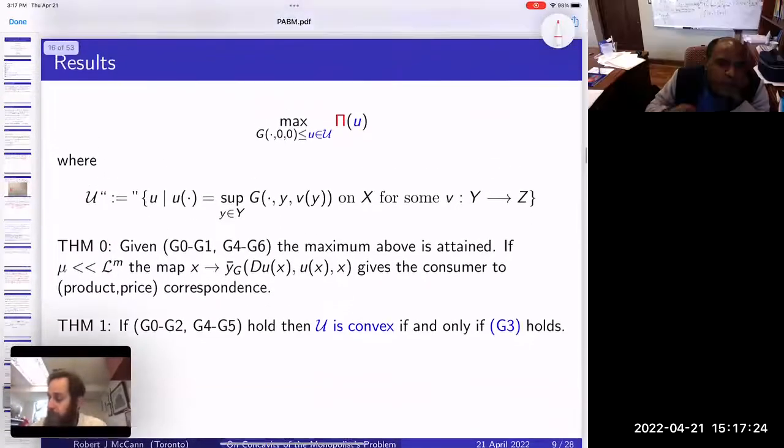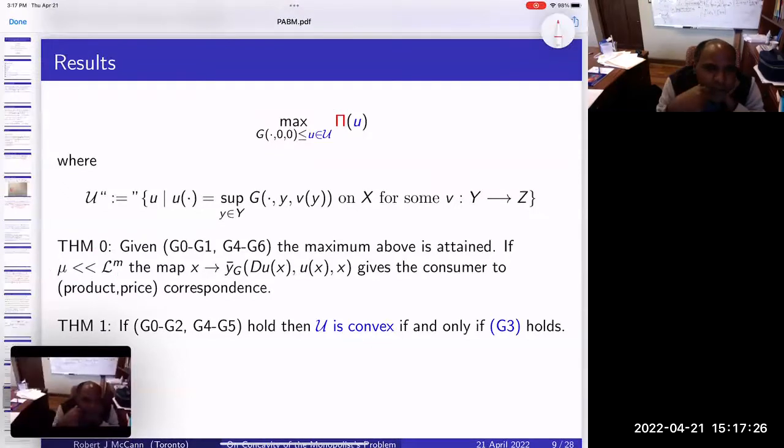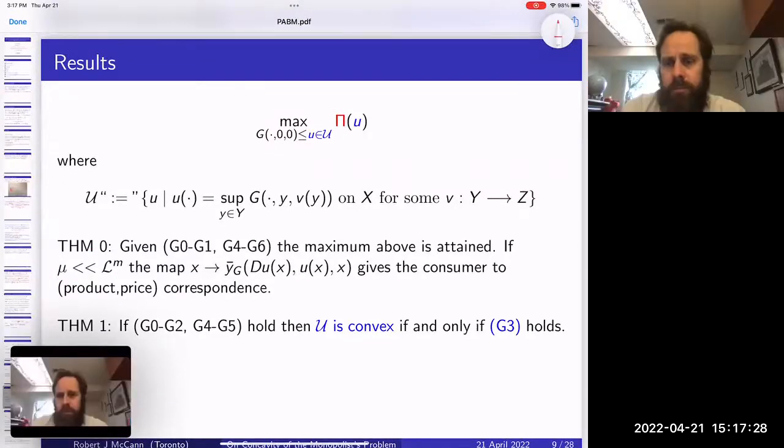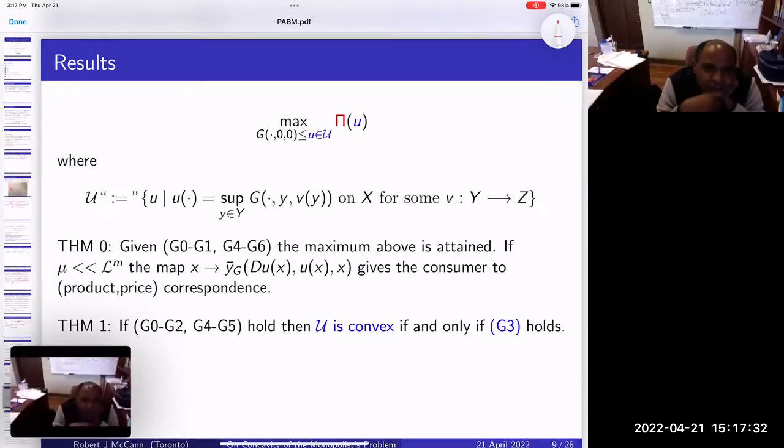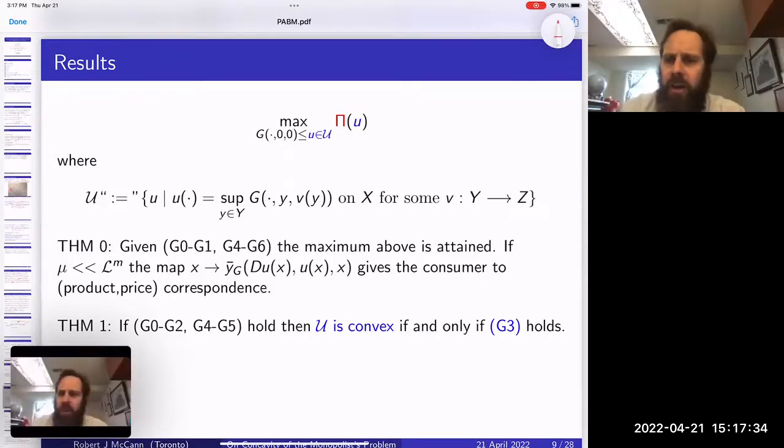By the way, once you get U, let's say you maximize and you get U, is there any transformation that takes you back to V? Yeah, okay, that's a good question. It's very much like a convex duality.